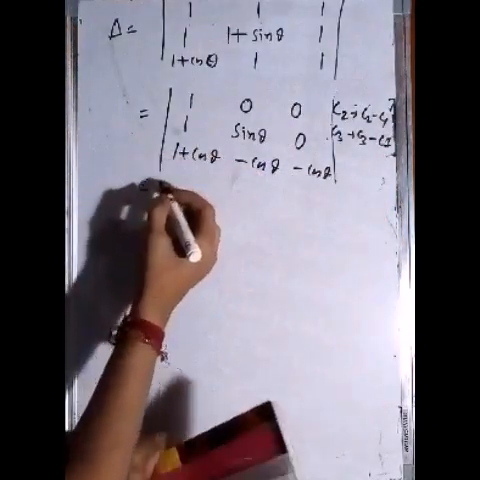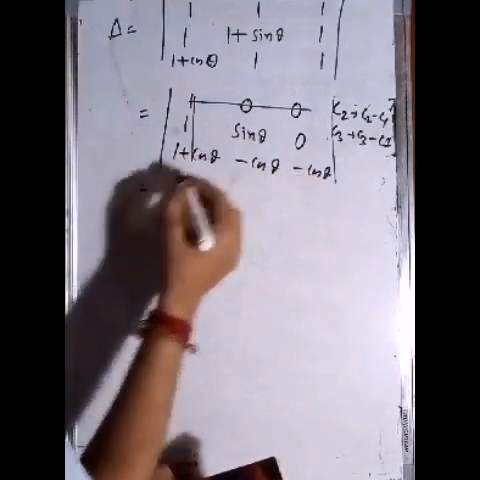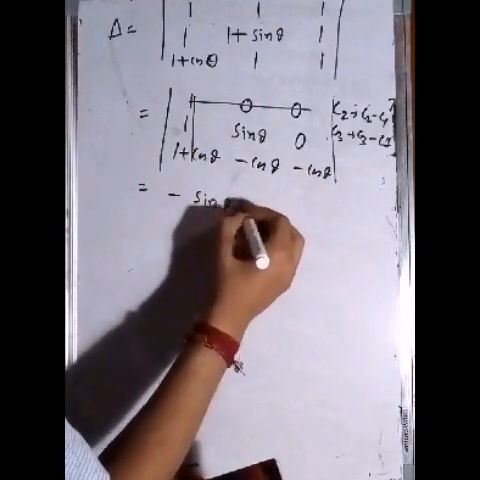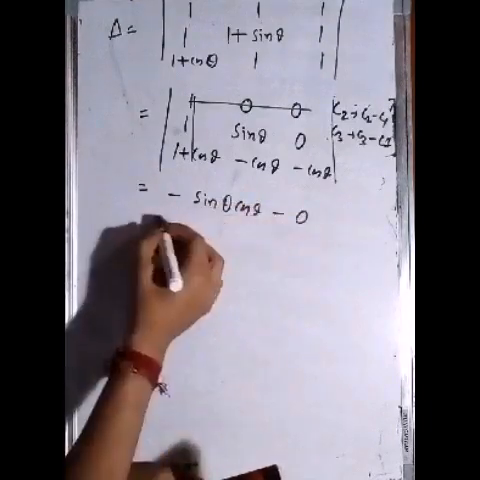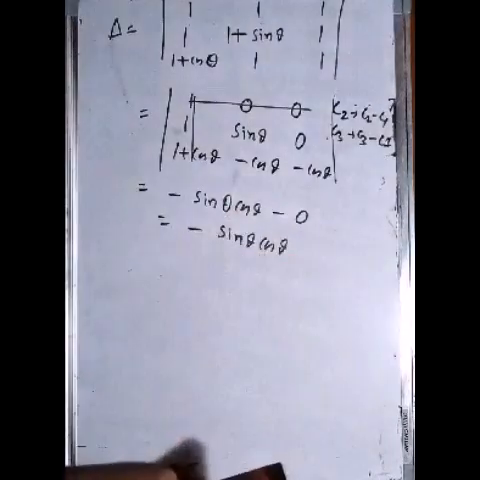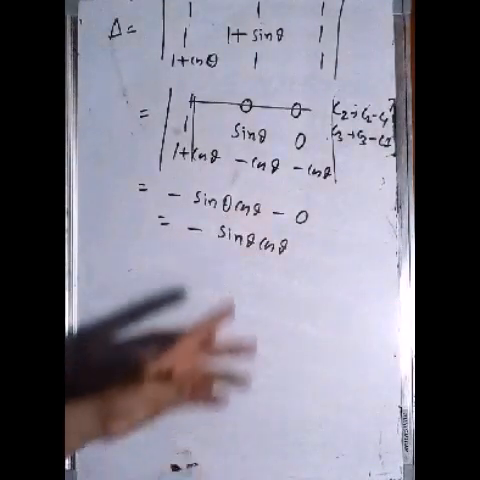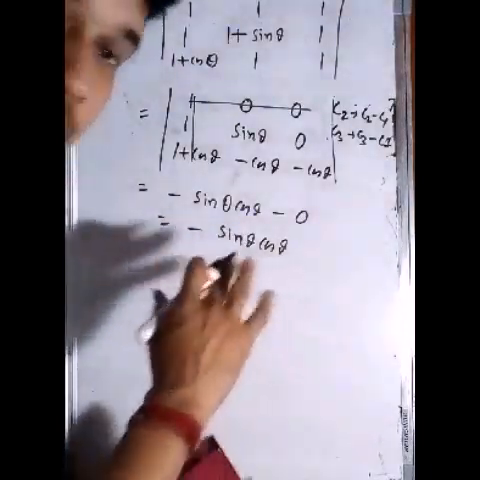So this is equal to, now we get 100 format. So what we get: minus sine theta cos theta, minus of sine theta cos theta minus 0, that is minus of sine theta cos theta. So this is your expanded simplified form. Now we have to find the maximum value of this determinant.